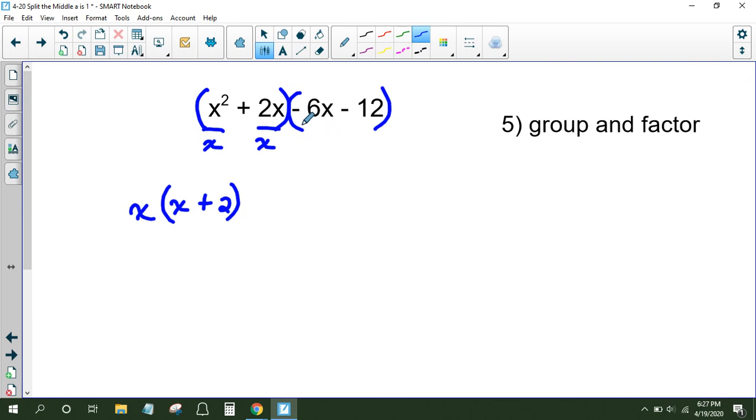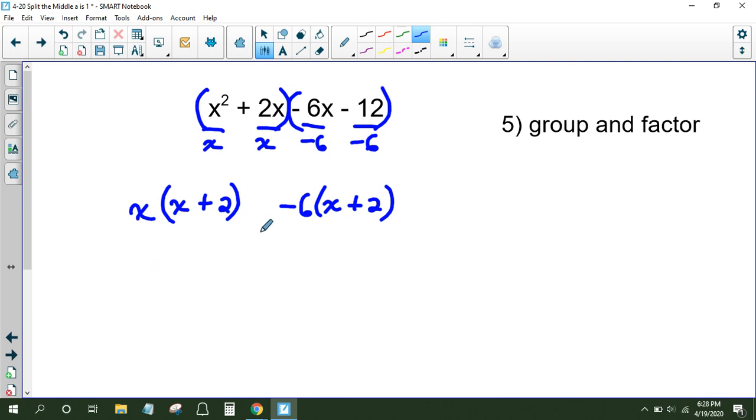So what we're going to want to divide by in this case is a negative 6. That's because when we divide by a negative 6, negative 6x divided by a negative 6 leaves us with a positive x, and a negative 12 divided by a negative 6 leaves us with a positive 2. And therefore, we have x plus 2 and x plus 2 in parentheses. We need the same thing in parentheses.